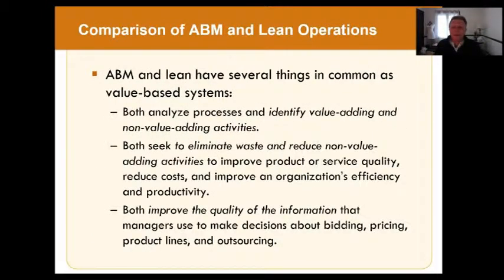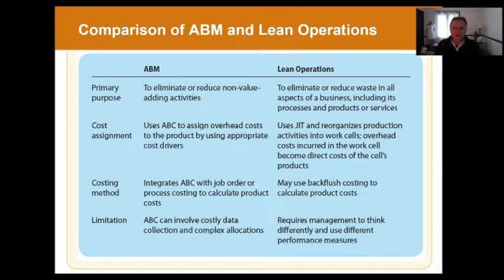Quick comparison of activity-based management versus lean operations. Both analyze processes, and both focus on identifying value-added and non-value-added activities. They both focus on eliminating waste and reducing non-value-added activities. And they both want to improve the quality of the information used by decision makers in the company to make good decisions. This is a quick chart showing the comparisons of one to the other, so make sure you spend some time on this when you're studying the chapter.